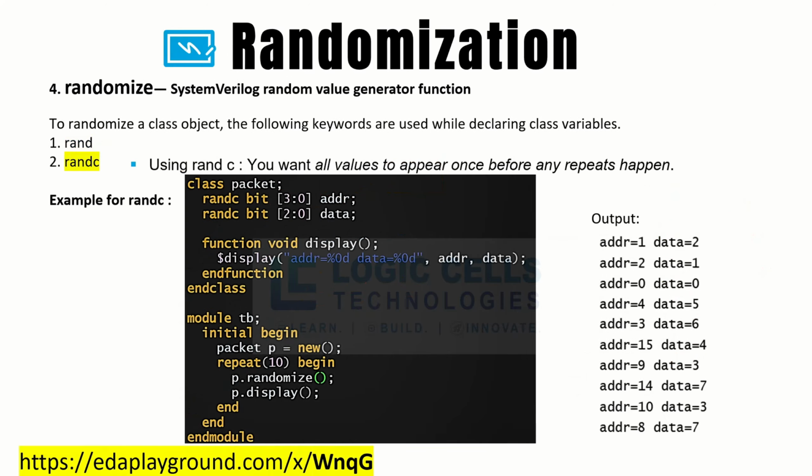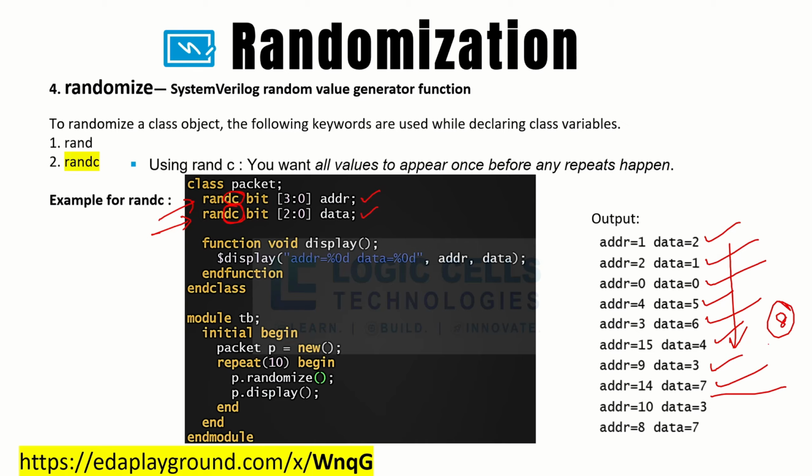See, I have an example for that here. Using RAND C, the same example code, address and data. Other than declaring them as RAND, we are using RAND C here. Now look at data. Can we count in the same way? Can we check all those possible cases 0 to 7? Do we have 0? Yes. 1? Yes. 2? Yes. 3? Yes. 4? Yes. 5? Yes. 6? Yes. 7? Yes. In the first 8 iterations only, we got all 8 values.